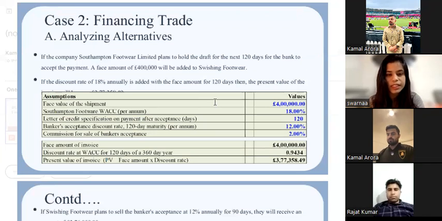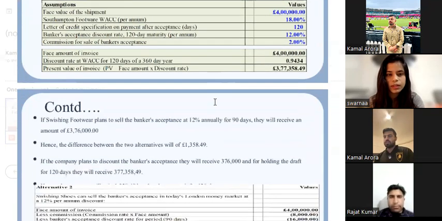Kamal, I'm not saying this one. Can you just move. You can continue from there.